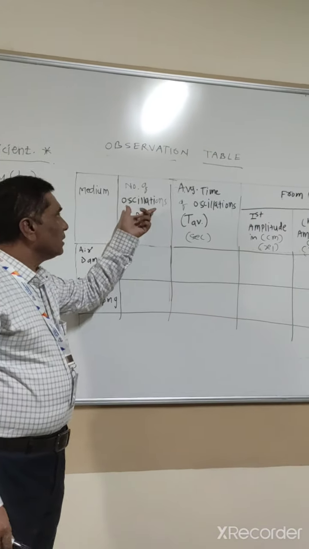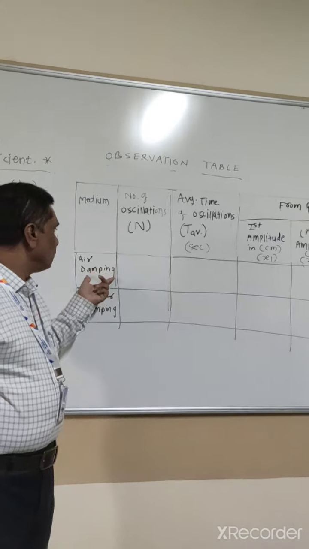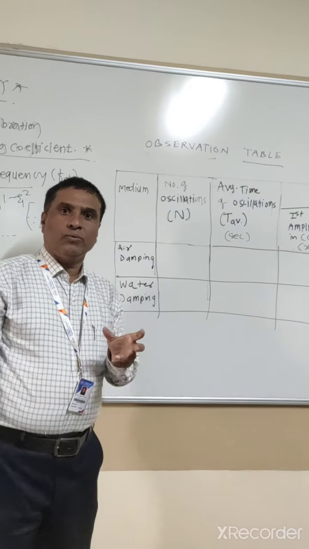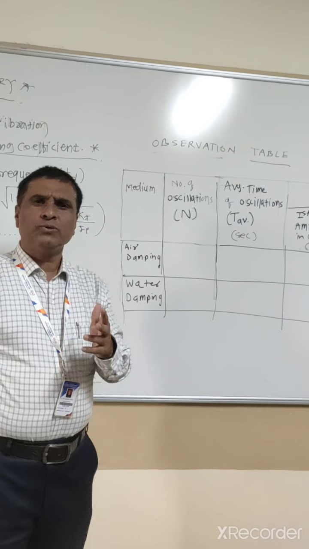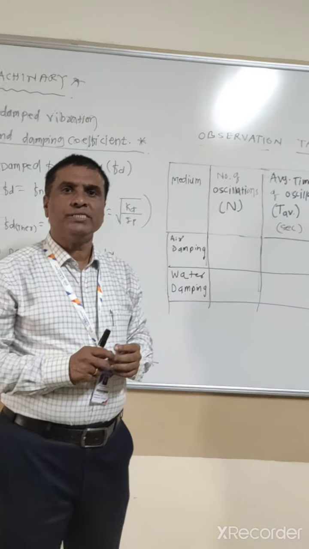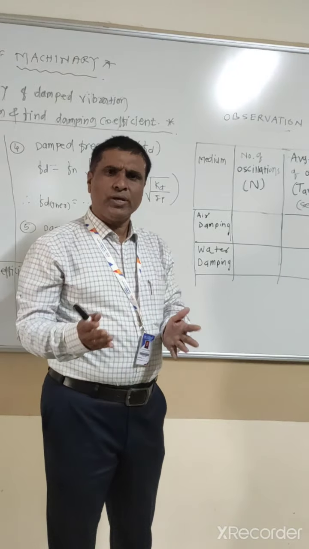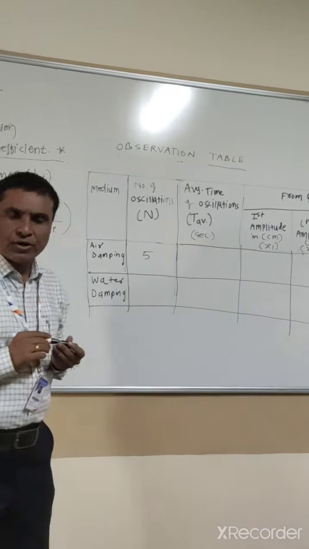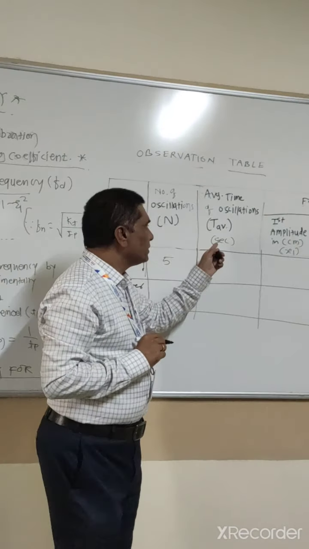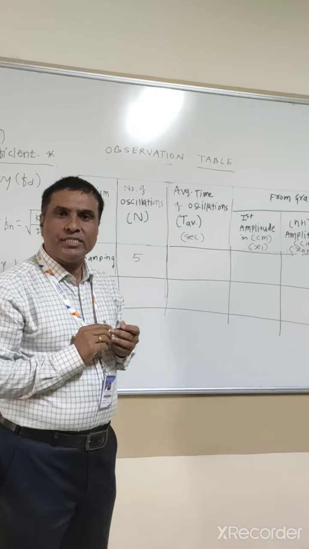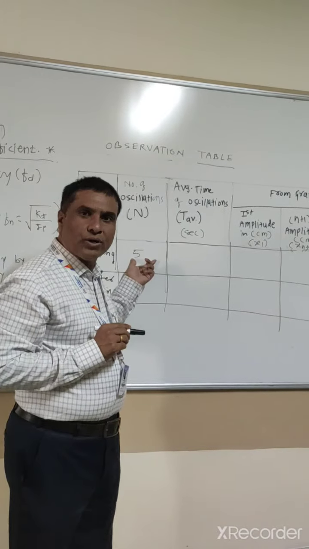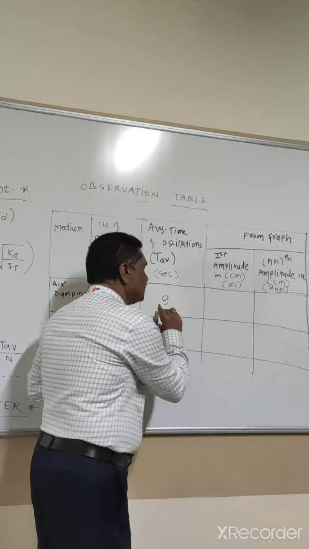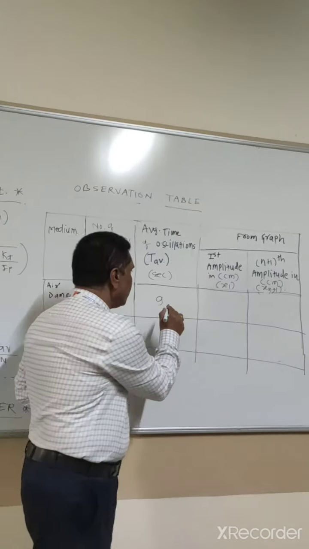The second column is the number of oscillations, N. For the air damping, whatever we twisted the drum, we measured the number of oscillations. The number of oscillations may be measured from 5 to 20, so you can take any one. Just suppose 5. So the number of oscillations is 5 in the air. Then its average time is measured. For these 5 oscillations, suppose it comes to about 9 seconds.